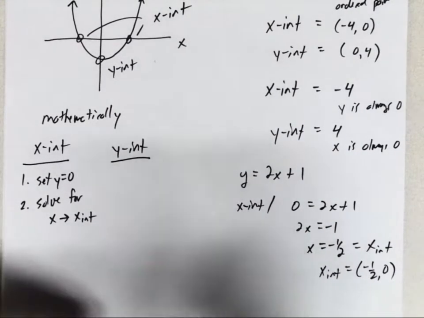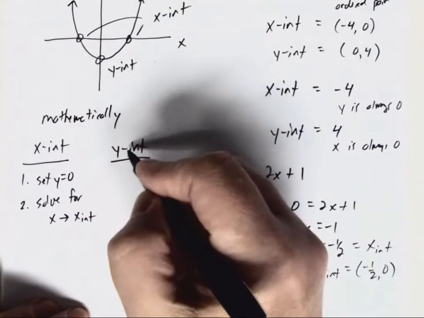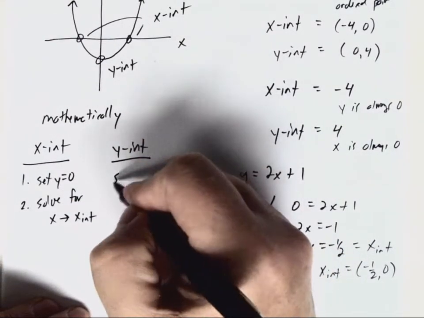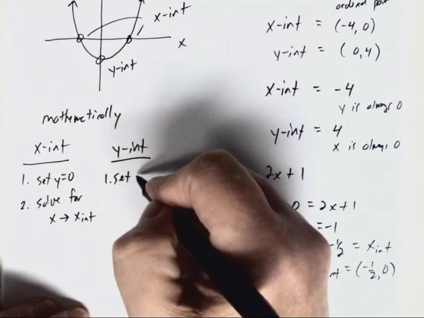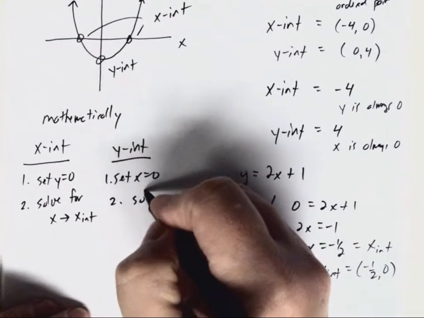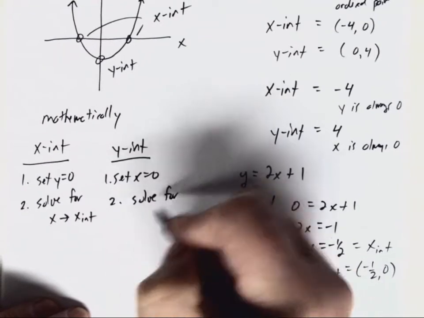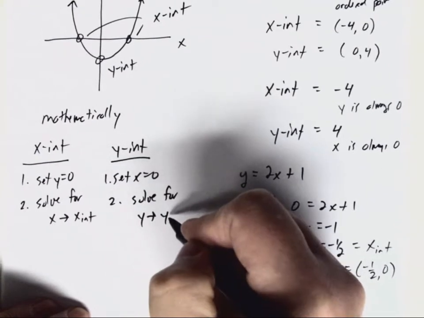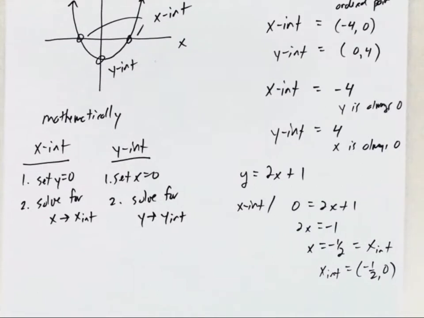Now the y-intercept, it's like you just flip them. Since you're looking for the y-intercept, the first step is to set x equal to 0. And then you solve for y. And when you solve for y, that y is the y-intercept.